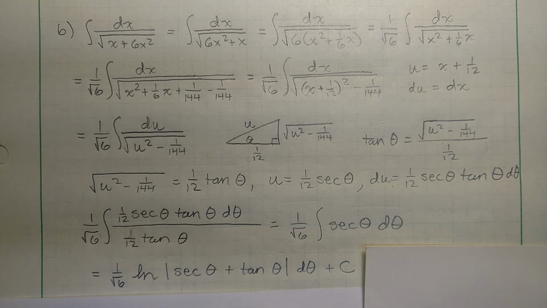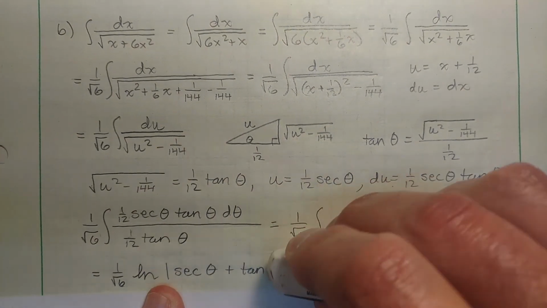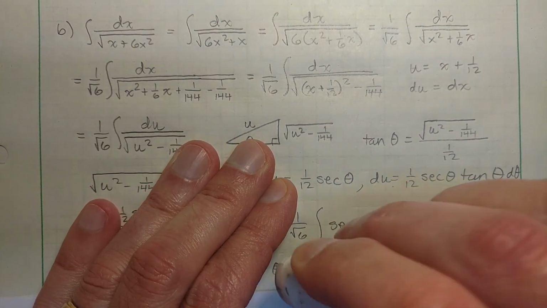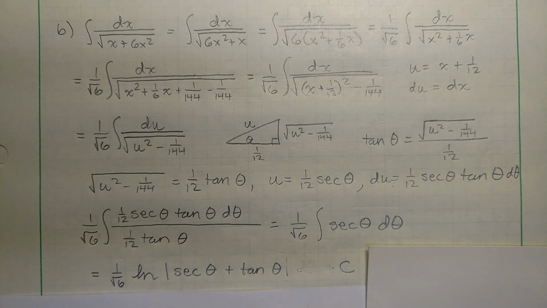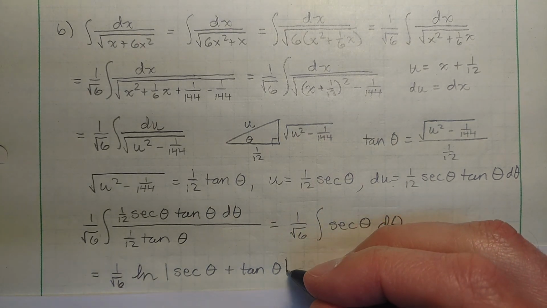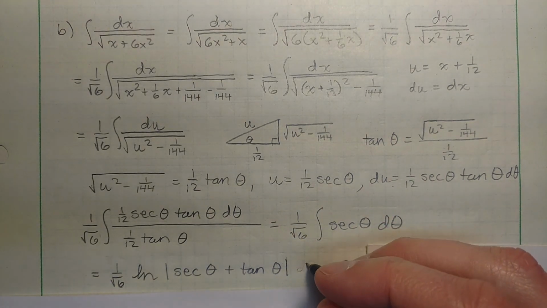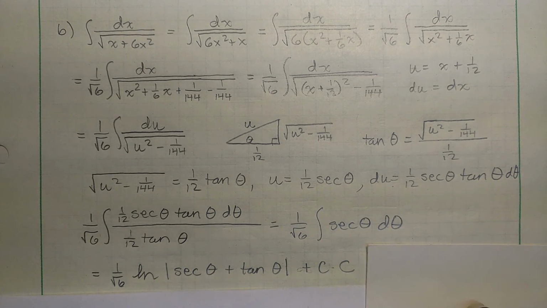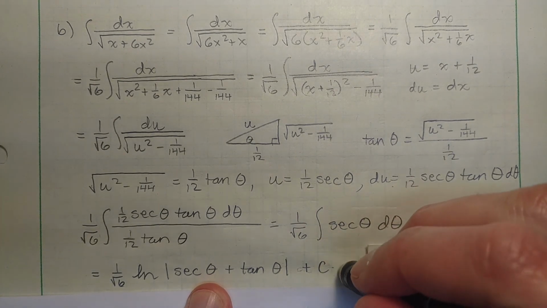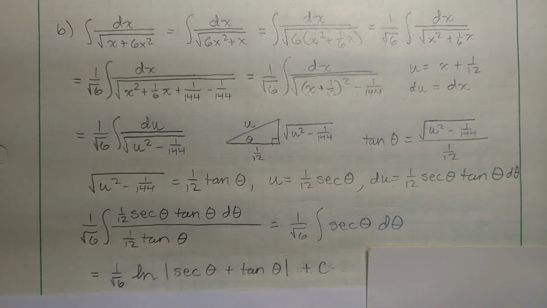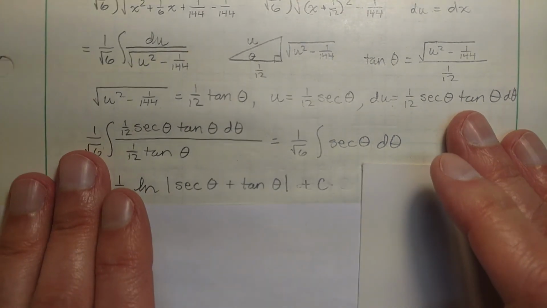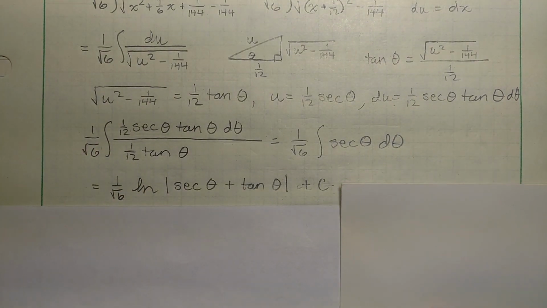1 over root 6 times the natural log of the secant theta plus the tangent theta. And I'm not sure why there is a d theta there. That is not supposed to be there because we've integrated, and that means it's gone. So I don't know how it snuck in there, but it did. And so we will get rid of that. That looks better. So now I must get rid of the thetas and get it back to x's.